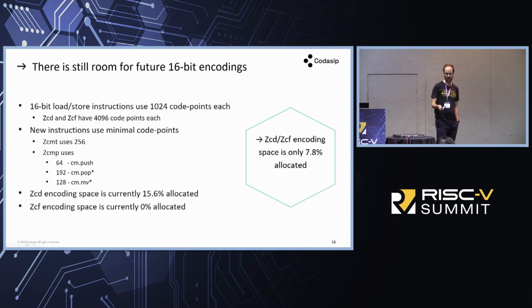This points out that because we're reusing coding space, there's still plenty left, so there's much more we can do. ZCF is only available on RV32. ZCD is available on both, so there's still plenty of space there. Plenty of room for future instructions.